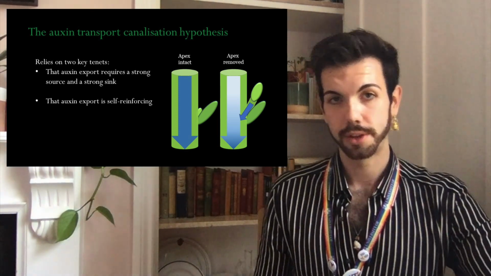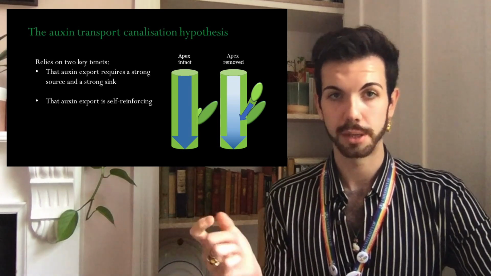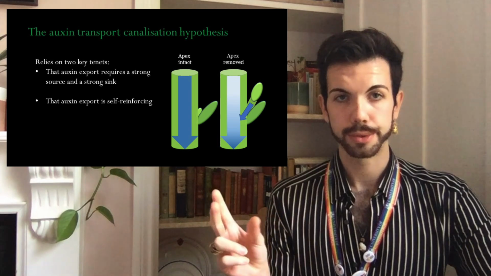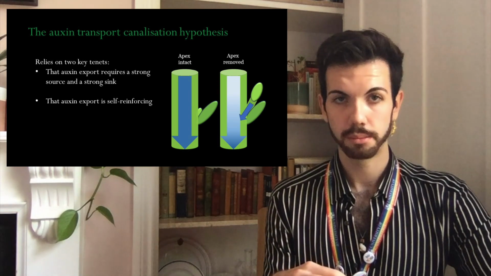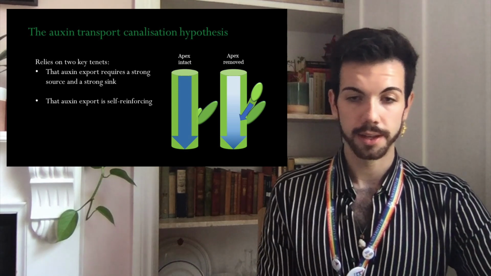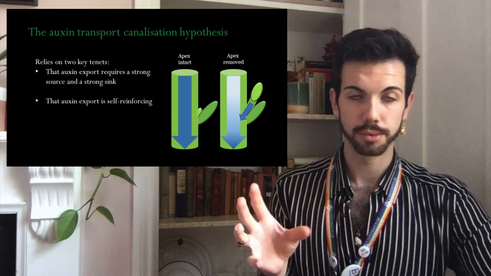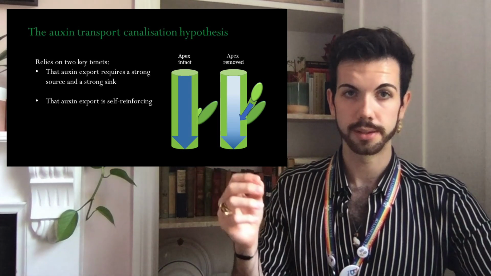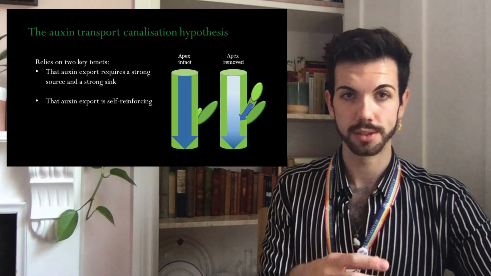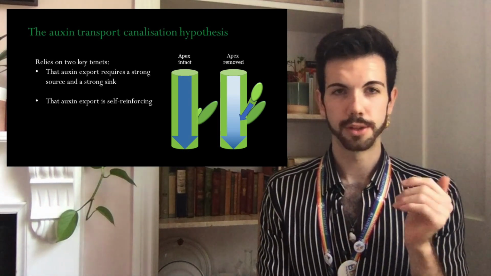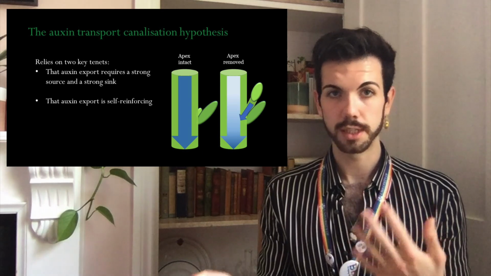And this relies on the notion that in order for one of these axillary meristems to be able to grow out, it needs to be able to export auxin into the main stem, where most of the auxin transport is occurring. And that this auxin export requires a strong source of auxin, so the bud needs to be producing a lot, and it needs to have a strong sink for auxin, so there needs to be not as much auxin in the stem.